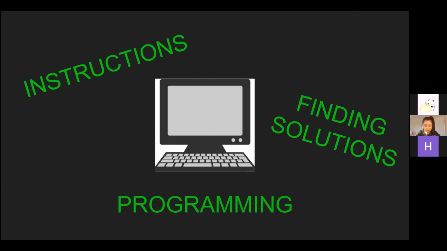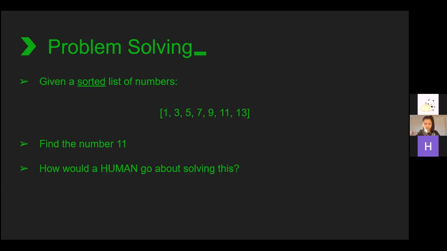But let's take a look at a simple example. So we're given a sorted list of numbers. You can see here 1, 3, 5, 7, 9, 11, 13. And we want to find the number 11. So as a human, how would you find the number 11? And this is a question asked to all of you guys. How would you guys go about finding this number 11?